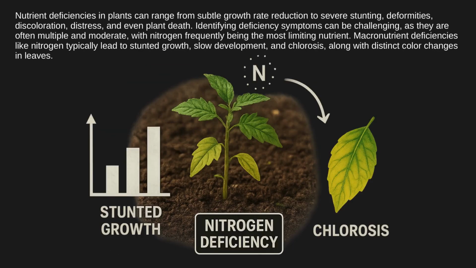Nutrient deficiencies in plants can range from subtle growth rate reduction to severe stunting, deformities, discoloration, distress, and even plant death. Identifying deficiency symptoms can be challenging, as they are often multiple and moderate, with nitrogen frequently being the most limiting nutrient. Macronutrient deficiencies like nitrogen typically lead to stunted growth, slow development, and chlorosis, along with distinct color changes in leaves.